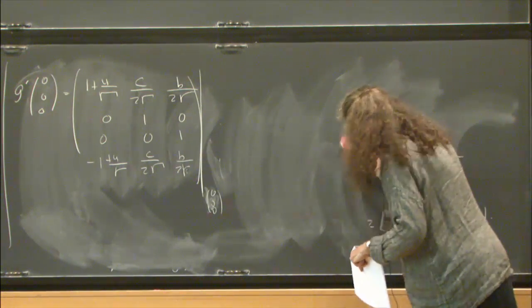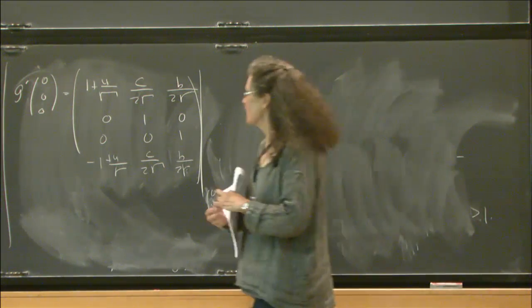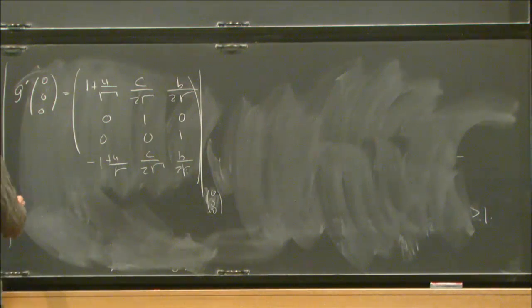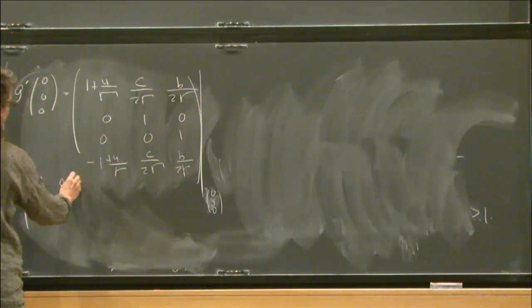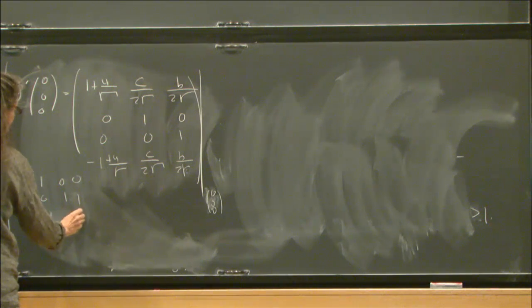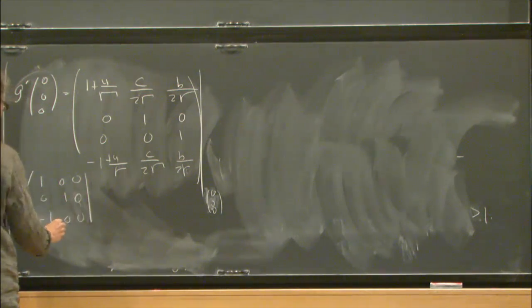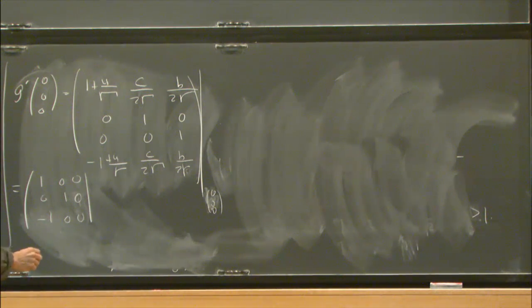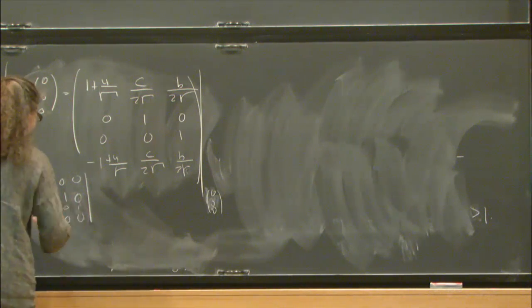What properties am I hoping that is going to have? It should have rank 3. And in fact, it's equal to 1, 0, 0, 0, 1, 1, minus 1. 0, 1, 0. Oh, I missed a 1, that's my problem. 0, 0, 1. Okay. Right.